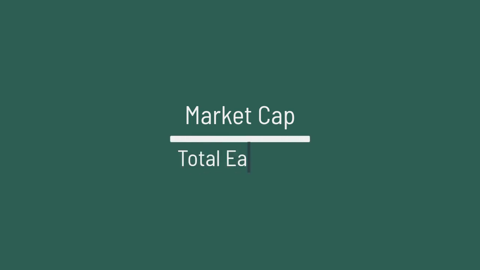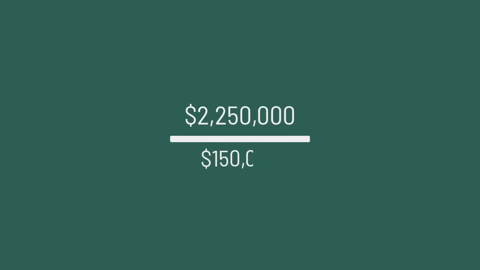You can see it from a general perspective using market cap, which is the value of all the company's shares together, divided by the company's total earnings. So, if the market cap is $2,250,000 and the total earnings this year were $150,000, the P/E ratio will be 15. If you multiply 15 by this number, the result will be the market cap. So you're paying 15 times the company's earnings.